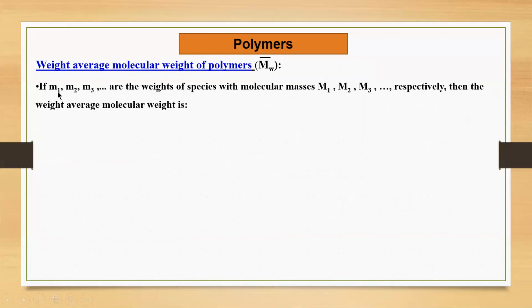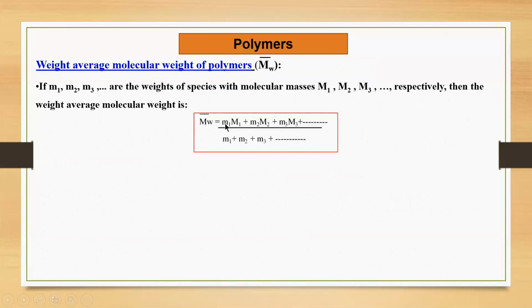In this, if w1, w2 and w3, that is small w1, w2 and w3, why do I specify small? Because with capital M1, M2, we would be specifying molecular masses. So if w1, w2 and w3 are the weights of species with molecular masses M1, M2 and M3, then the weight average molecular weight is given as Mw bar is equal to w1 into M1, that is the weight of that particular species multiplied by its molecular mass, plus weight of species 2 multiplied by its molecular mass, and so on, divided by the total weight of the species and not the total number.